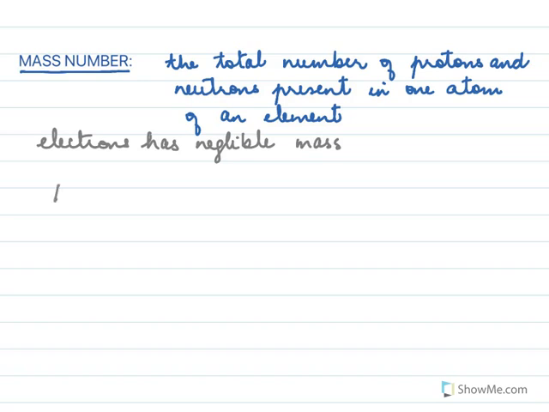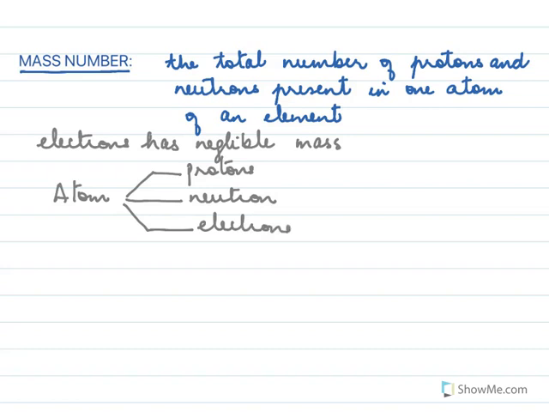So although the atom is made up of 3 particles, the protons, the neutrons and the electrons, the mass of the atom should have been protons plus neutrons plus electrons, but the mass of the atom is only protons plus neutrons. This is mass number. The electrons are not included because they have negligible mass.